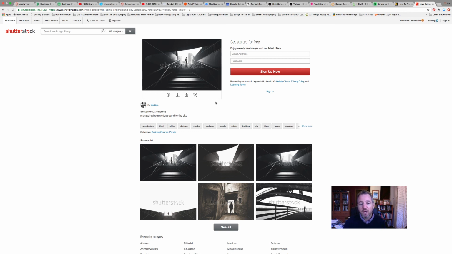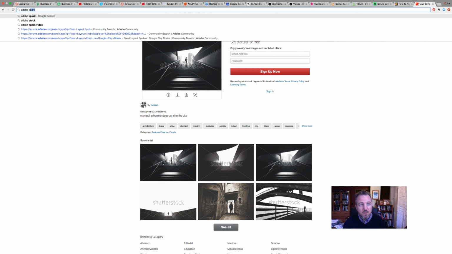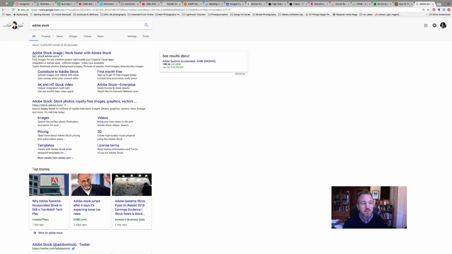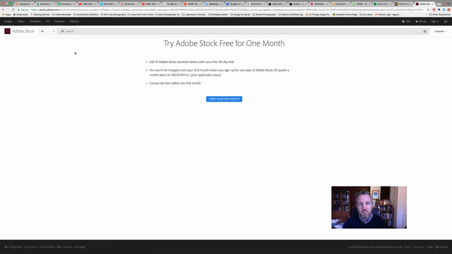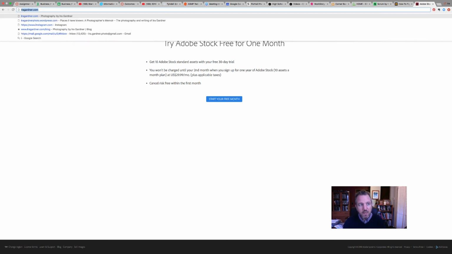And you have to have a contract, or you have to have a sign-in account to even access and download that image. The same is true for Adobe Stock. So Adobe, they actually charge $30 a month to access that. And then there's another website.